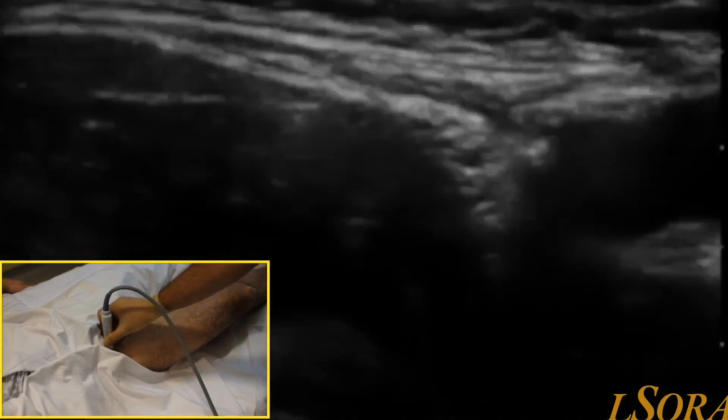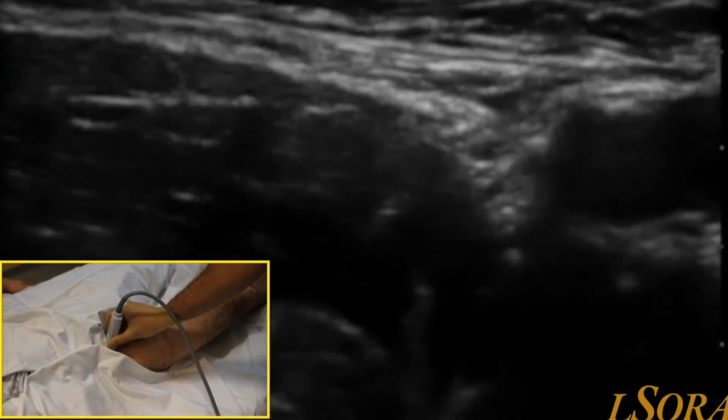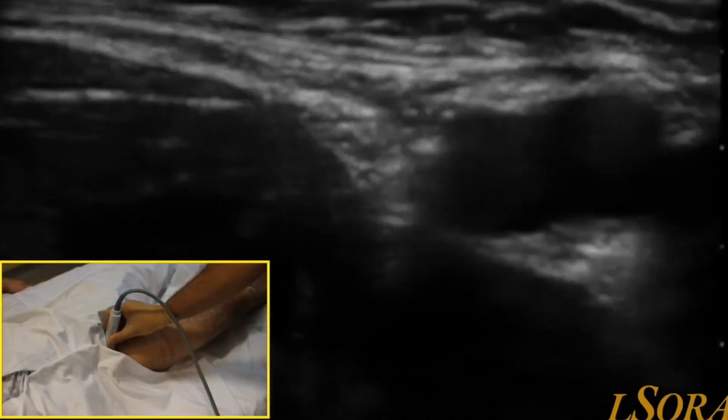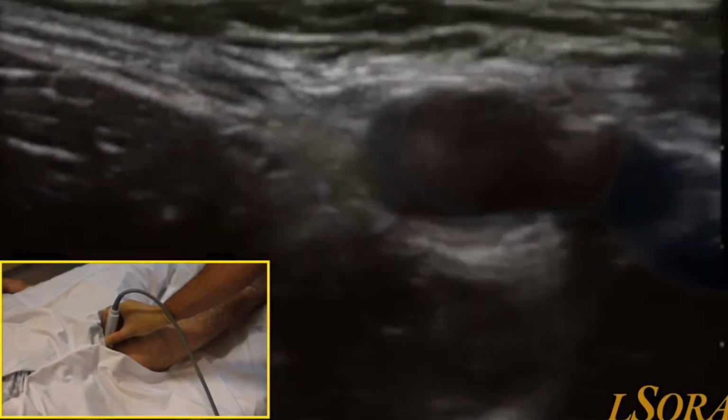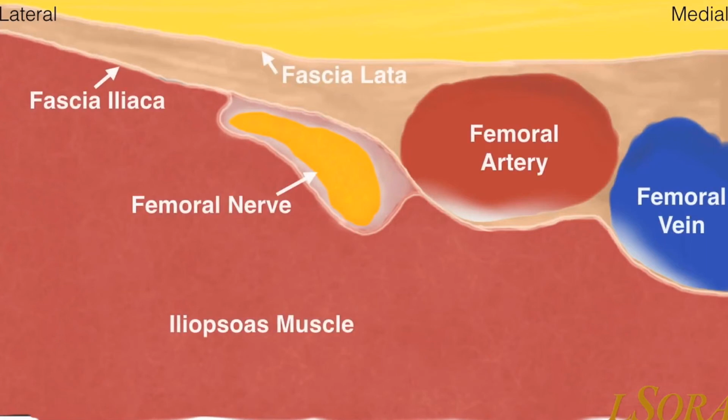At this point, probe angulation to identify the anisotropic femoral nerve allows clear identification of it here, lying tightly adherent to the surface of the iliacus muscle. In this schematic overlay, you can see the important structures highlighted for clarity.